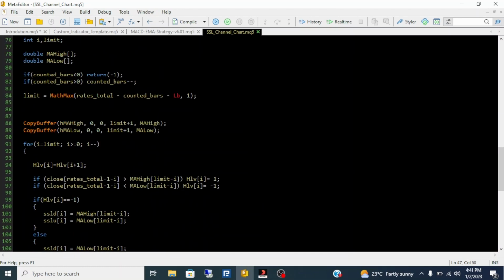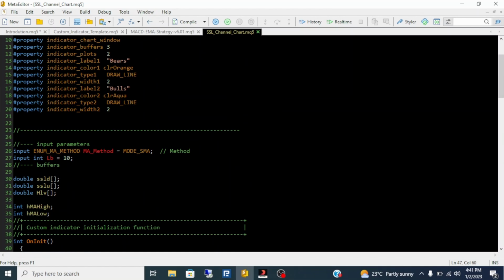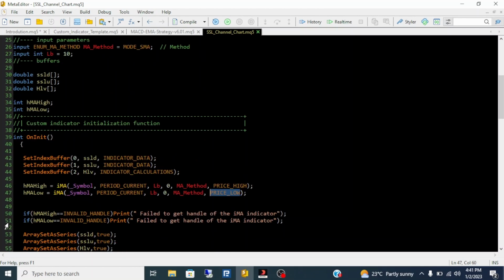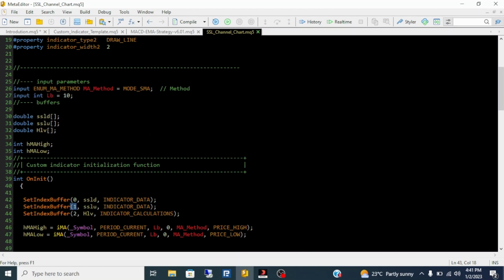And another thing we need to understand, all we need here is just the buffers, the buffer number. Here, set index buffer. So we're going to be using buffer 0 and buffer 1, but we'll get to that in the next video when we're coding the EA. So I just wanted to highlight that a bit.